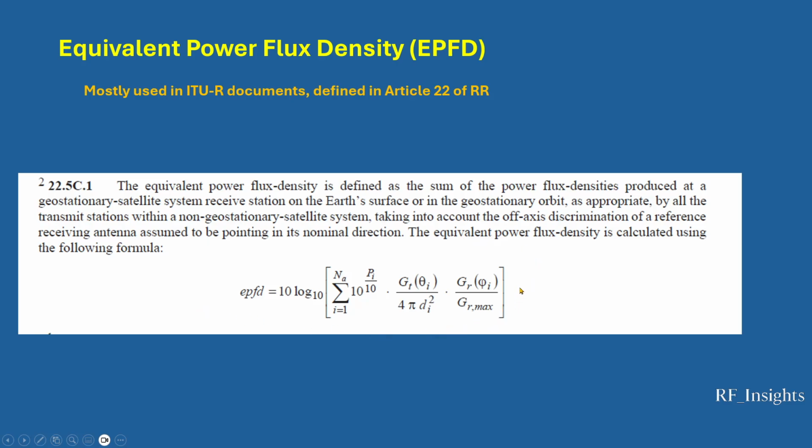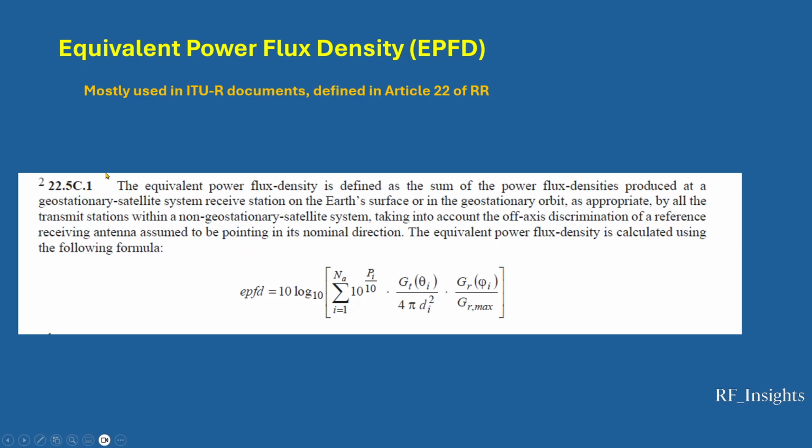At first glance it might look a little intimidating, but the truth is it's closely related to PFD. So if you look closely, you will see you have the transmit parameters here. You have the same distance term that you had in the PFD definition here, and you have this receiver gain at direction of the receiver over the maximum gain of the receiver, which is a relative gain. This is the only thing that's been added or multiplied by the PFD that we had in the previous formula.